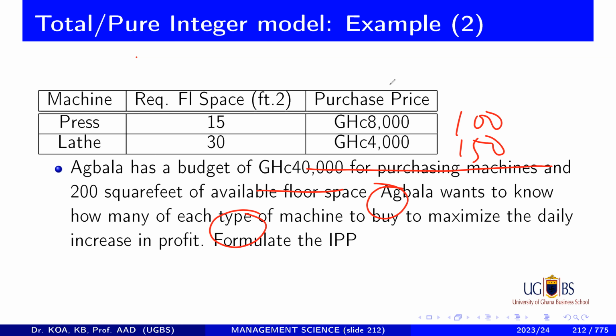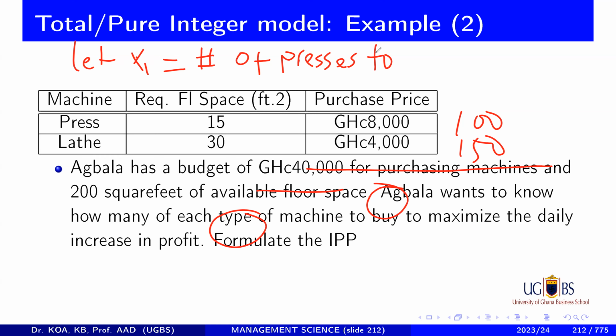Yes, so the decision variable will be: let X1 represent the number of presses to buy. That is X1, the number of presses.